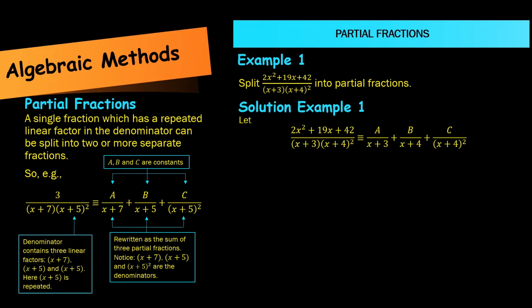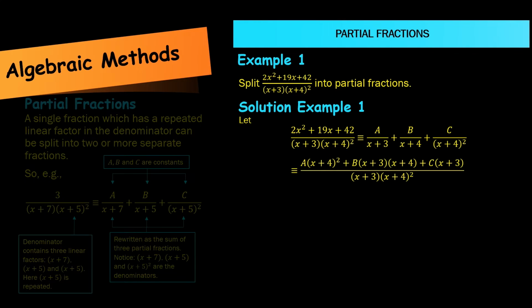We're going to begin by letting this fraction be identical to A over x plus 3 plus B over x plus 4 plus C over x plus 4 all squared, for some constants A, B, and C. Adding these three partial fractions together and putting them over one common denominator gives us this expression here.